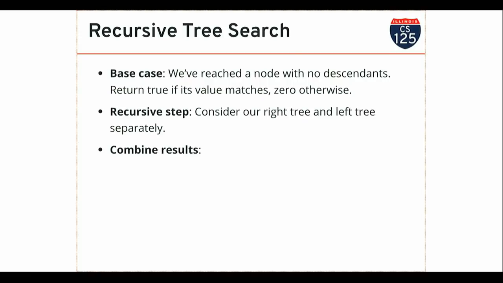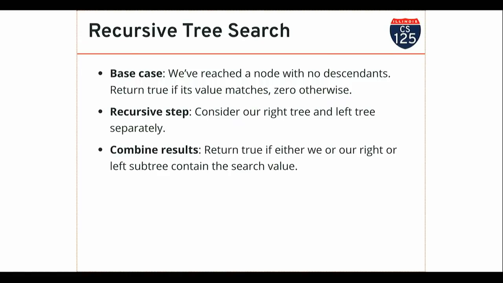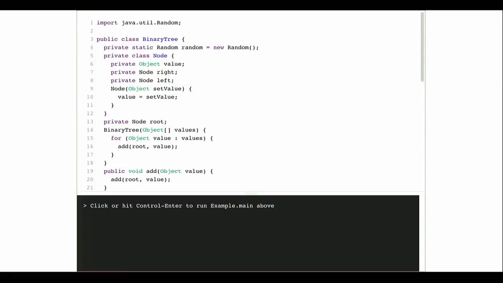Well, but what if my left subtree doesn't contain the value and my right subtree contains the value? What should I return? Yeah, so I'm essentially doing a logical or. If either my right subtree or my left subtree contains the value, I'm done. So I return true if either the right subtree or the left subtree contains the value. If I contain the value, I didn't even search those subtrees, because I didn't need to.